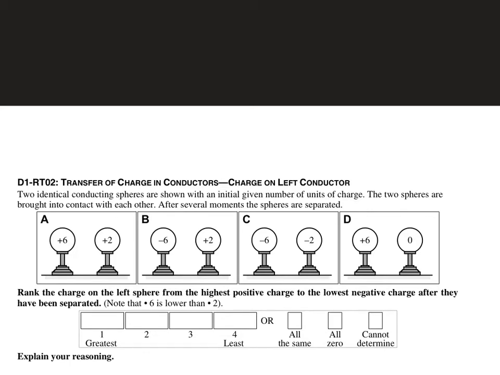So in each one of these situations, A, B, C, D, the conducting spheres are identical in shape and composition. Same surface area. Surface area is a big deal in charge transfer. More surface area, more charge capacity, so to speak. In each case, those spheres are brought in contact with one another, and the goal here is to rank the charge on the left sphere from the highest positive to the lowest negative after they've been separated.